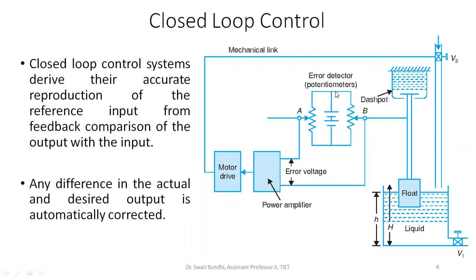So what you are seeing is the error detector, or what you can say a potentiometer. In this, on both sides we have a variable resistance, and the variable resistance is connected with a movable tap. This tap is going to move to and fro, or in this case up and down, with respect to the float.